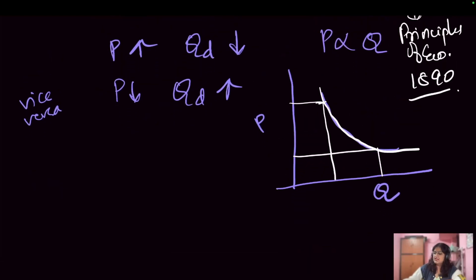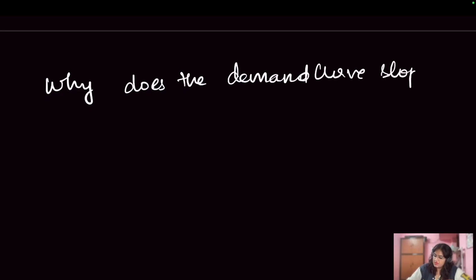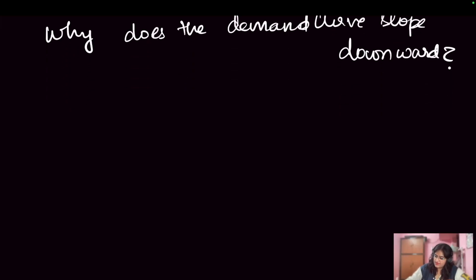Now, we said that the slope is going downward. So, why does the demand curve always slope downward? When the price of a good falls, people will buy more of it. There are four main economic reasons for this downward slope. So, why does the demand curve slope downward? We mainly have four reasons for this. The first one is the income effect.